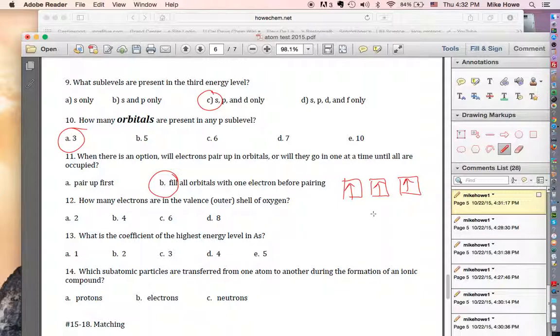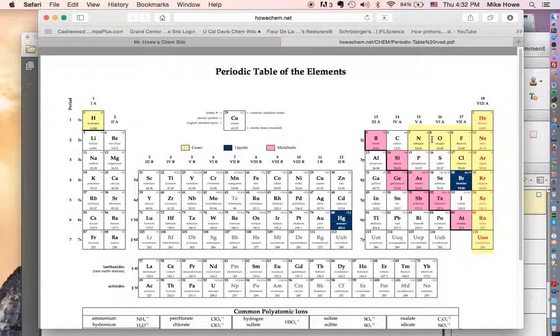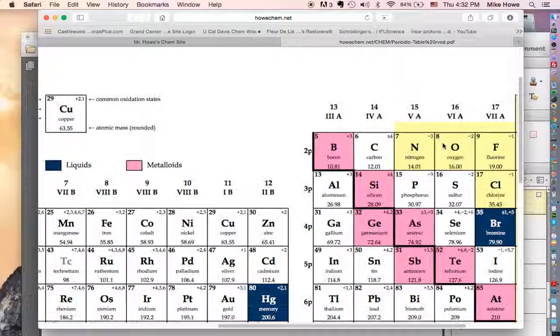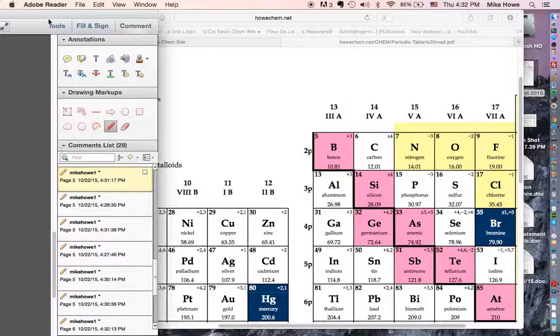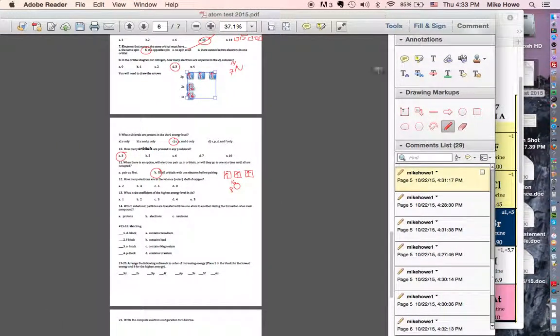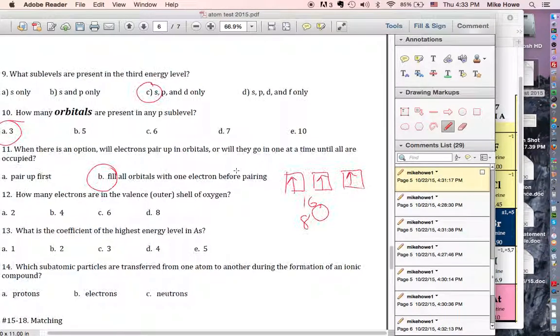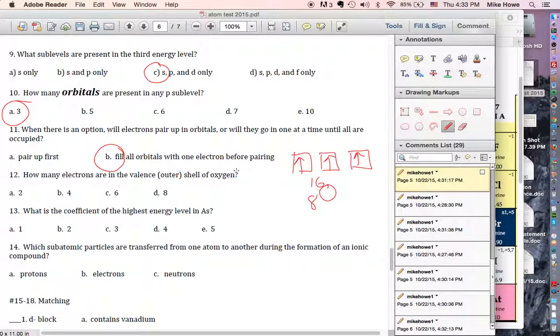Okay. Now the valence or outer shell of oxygen. Here's oxygen. Look at the periodic table. It's 8 and 16. Just in case you don't believe me. Here's oxygen, 8 and 16. So the 8 right there, and its mass is 16. So, let me get back into my other document here. There we go. So 8 electrons.